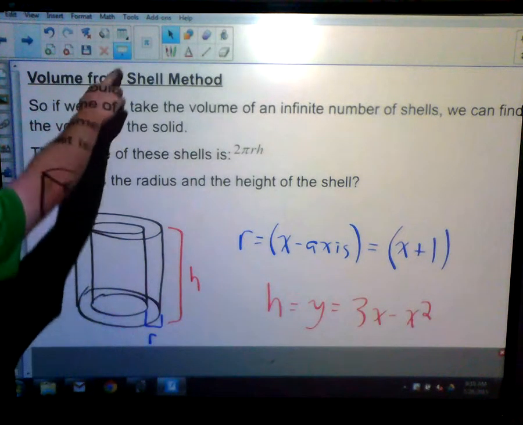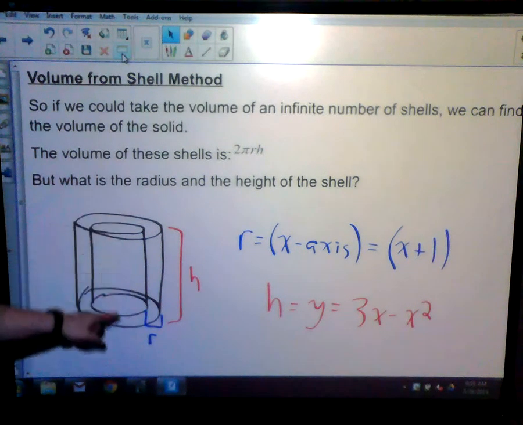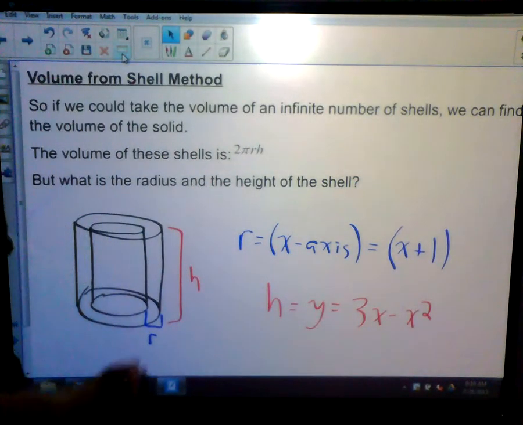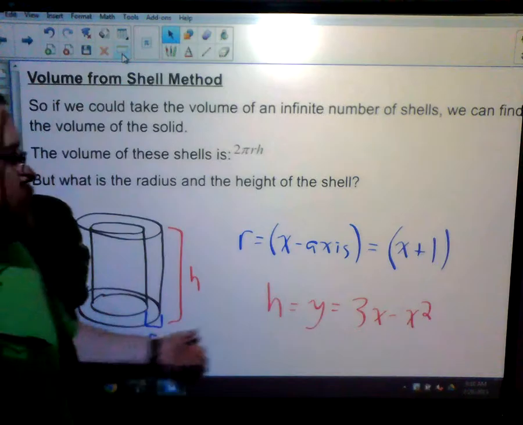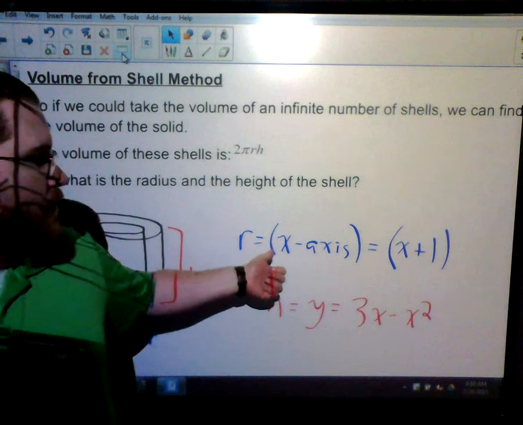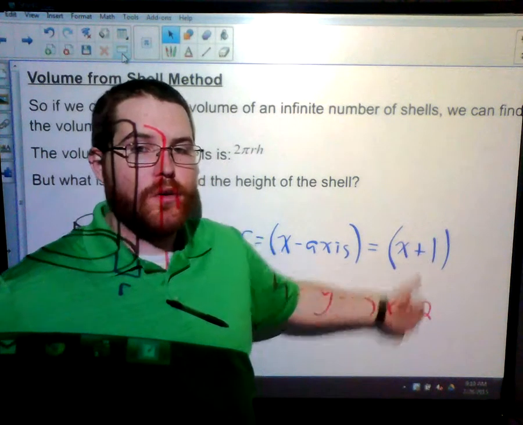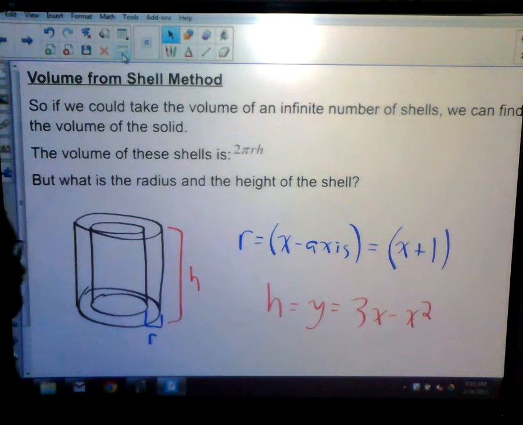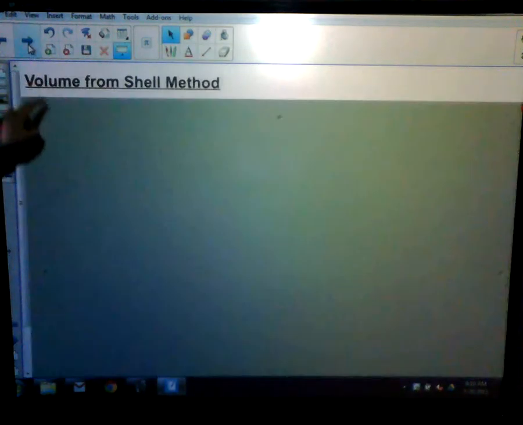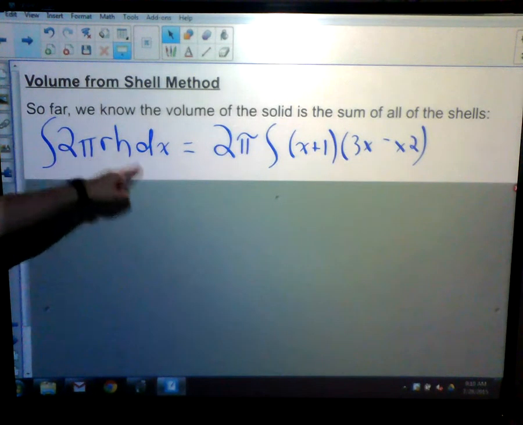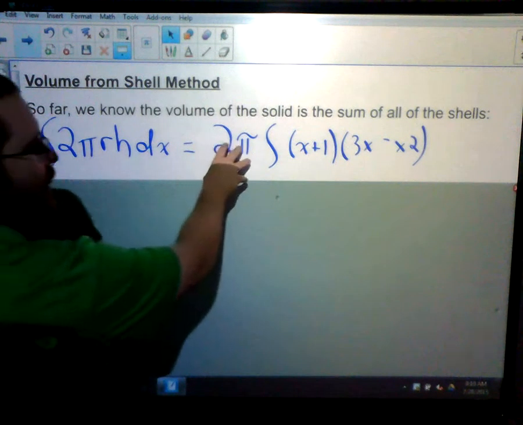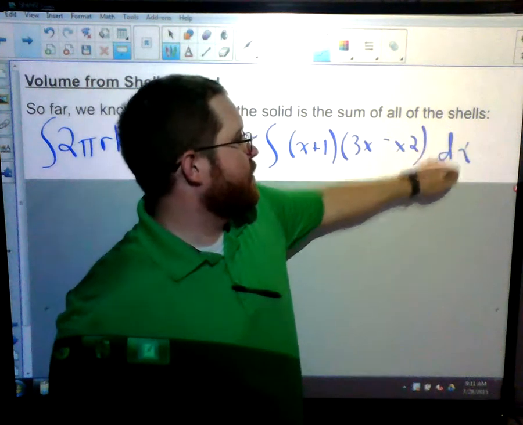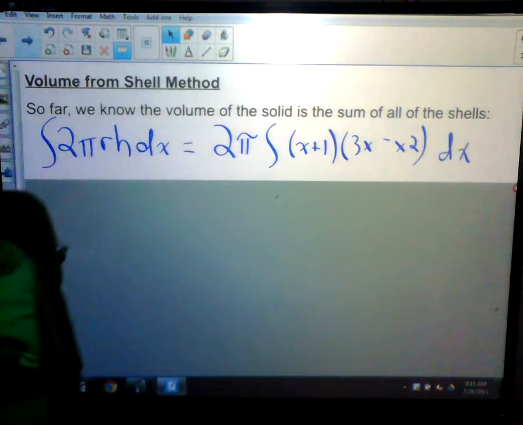Well, take a look at this. The height of this shell is the function, 3x minus x squared. The radius is x minus whatever axis you're rotating it around. So in this case, it's x minus -1 or x plus 1. If you can remember these two things, all of these problems are easy. So I've got 2 pi RH. I can take the 2 pi out. R is x plus 1. H is 3x minus x squared. Sorry, I forgot the dx.